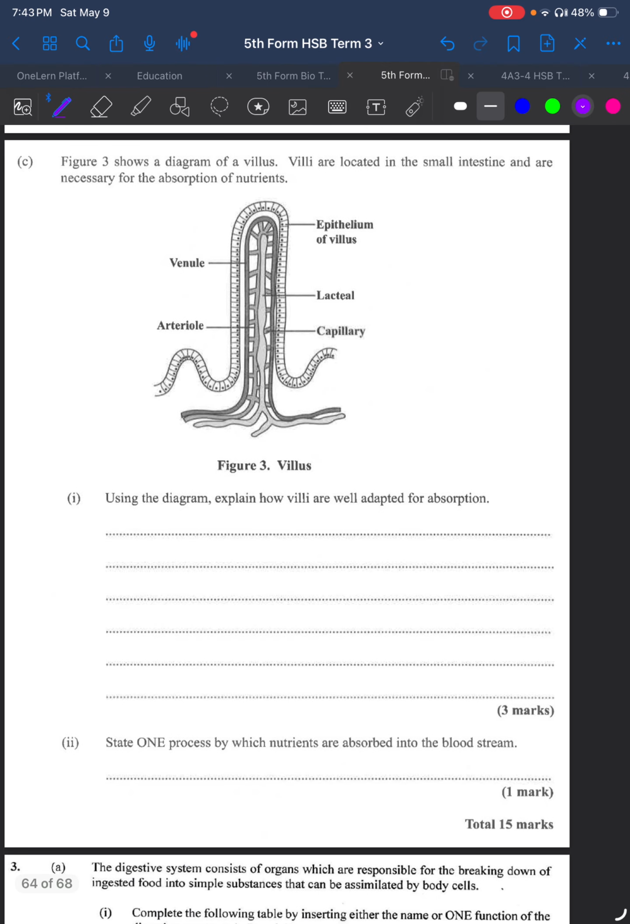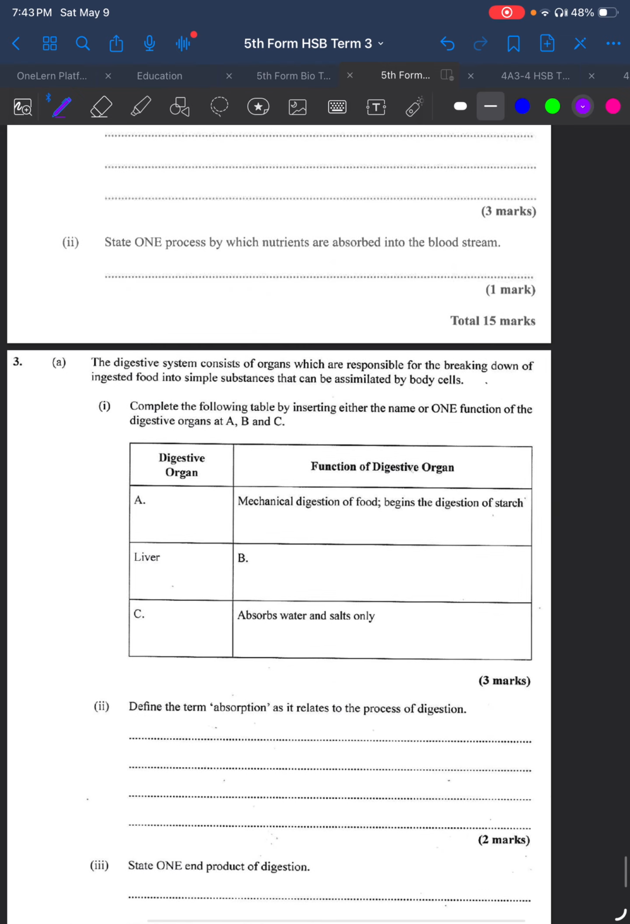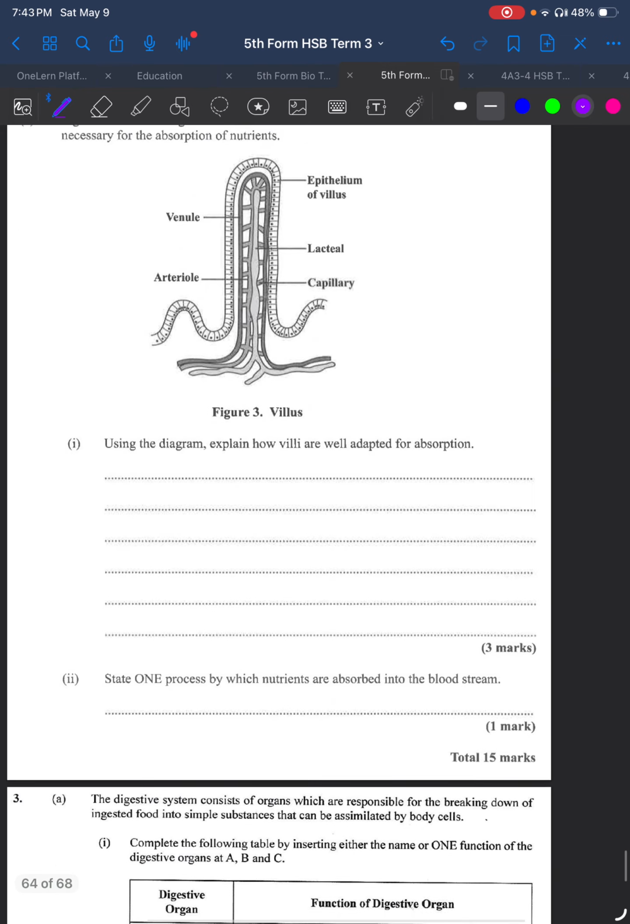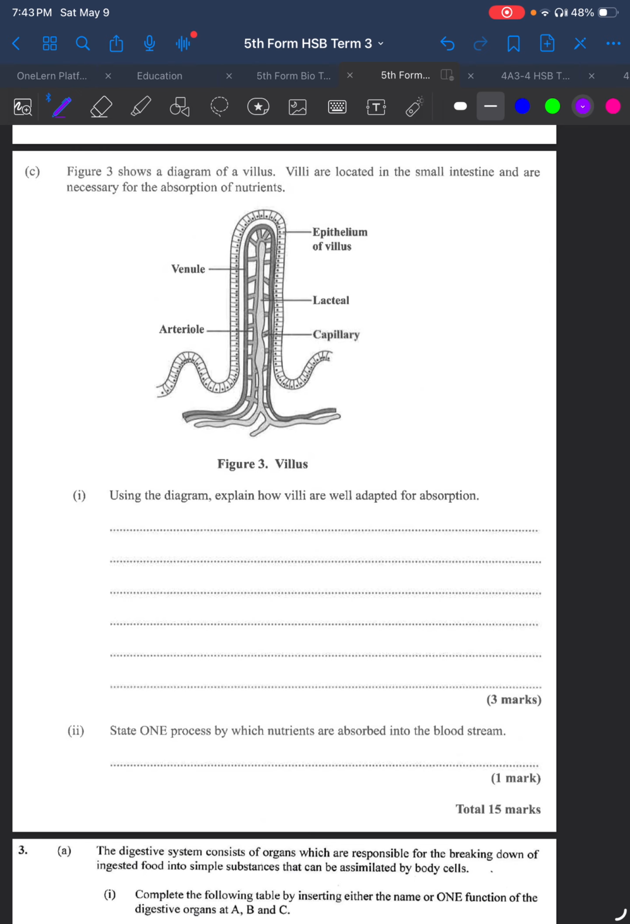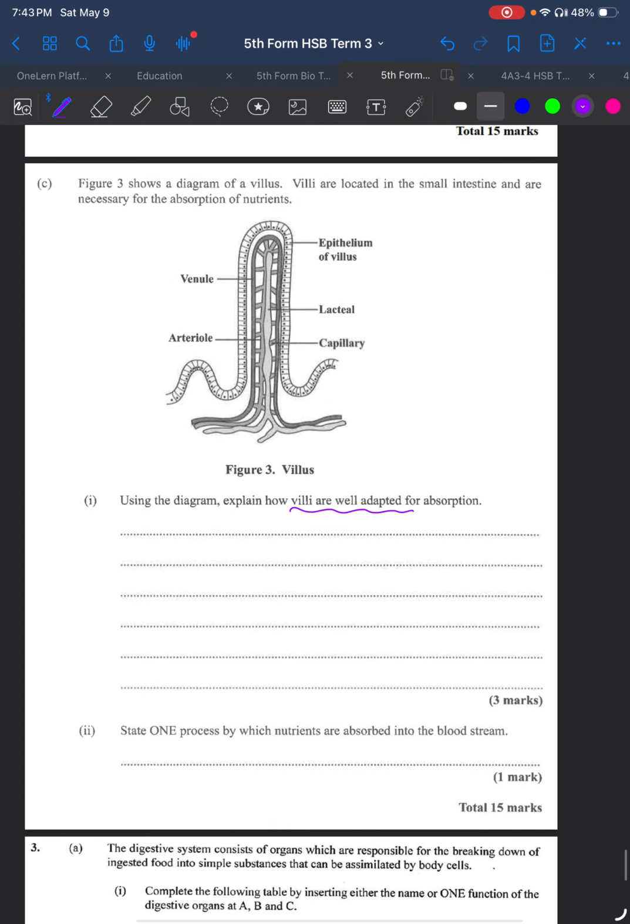Now, last question. I think I am going to end at this one. The villus. Now, we saw this in the book. It gives you a nice little diagram here: capillary, arteriole, venule. Remember, arteriole and venule are just small versions of an artery and a vein. It says, using the diagram, explain how villi are well adapted for absorption. So, how are they well adapted? Structure. How does the structure help with it doing its role? We said it's only one cell thick here.